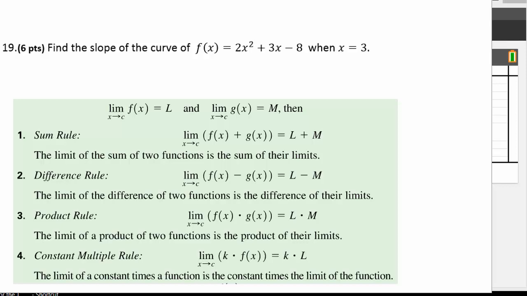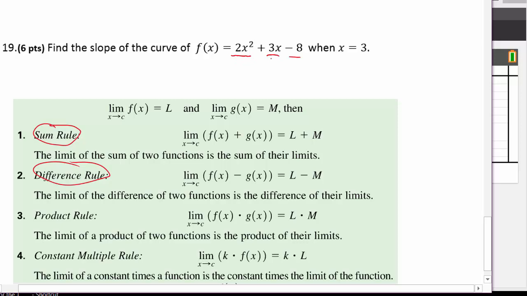Alright, now I'm going to work number 19 on the study guide. Again, I'm going to work it in a clever way. You can do it the long way, but see how it's a bunch of stuff? It's a polynomial. I've got like 3 parts. So I'm going to apply that sum rule, and you kind of apply the difference rule. They're really the same rule.